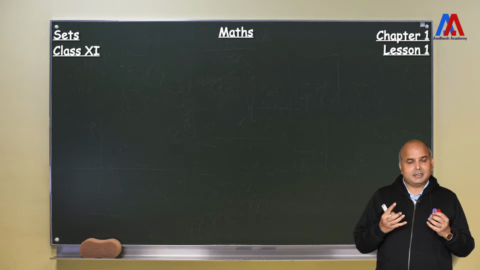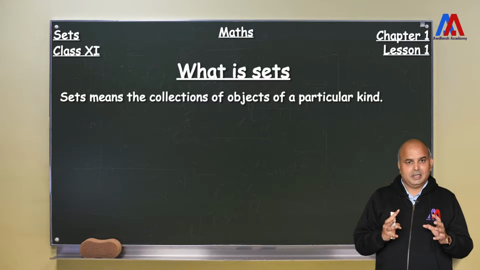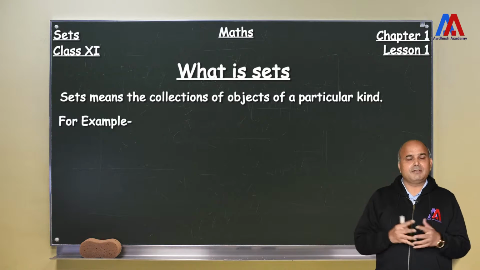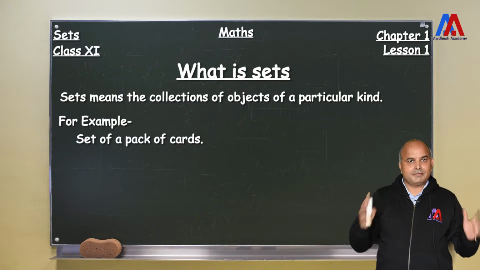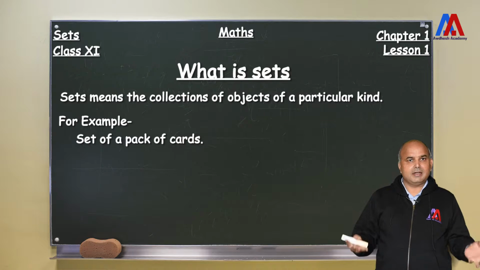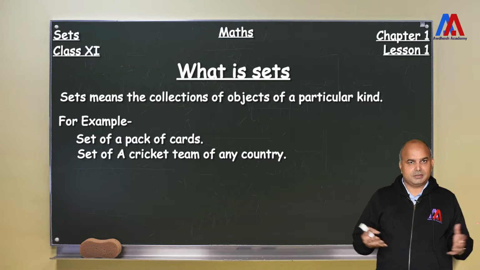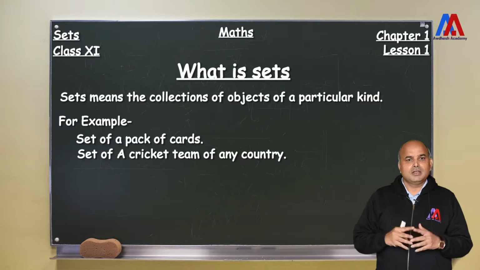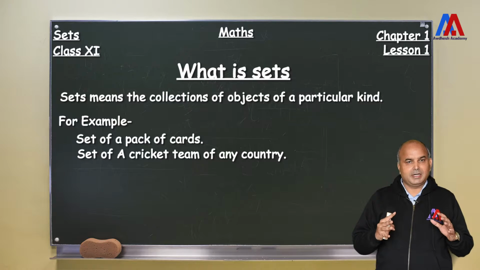We have to understand what is the meaning of sets. The sets are basically the collection of objects of a particular kind. These objects have to be specific in number, they have to be well defined. For example, if we say the set of pack of cards, then we know that there are 52 cards in a set and that will constitute a set. Similarly, we can say a cricket team, a particular country. So we know the 11 players of the cricket team, and so that will become a well defined set. So set is a very important topic, and we will define a particular class of people in a set.